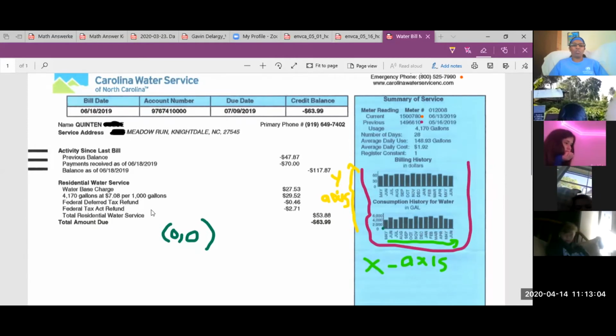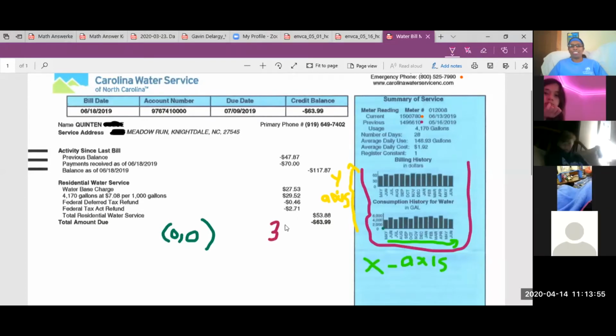There's two refunds right here. So one is 46 cents and one is $2.71. What we need to know to find the total of those two is to add these two numbers. The total for the tax, 46 cents plus $2.71, is $3.17. Very good, $3.17. And we did that by adding these two numbers right here.